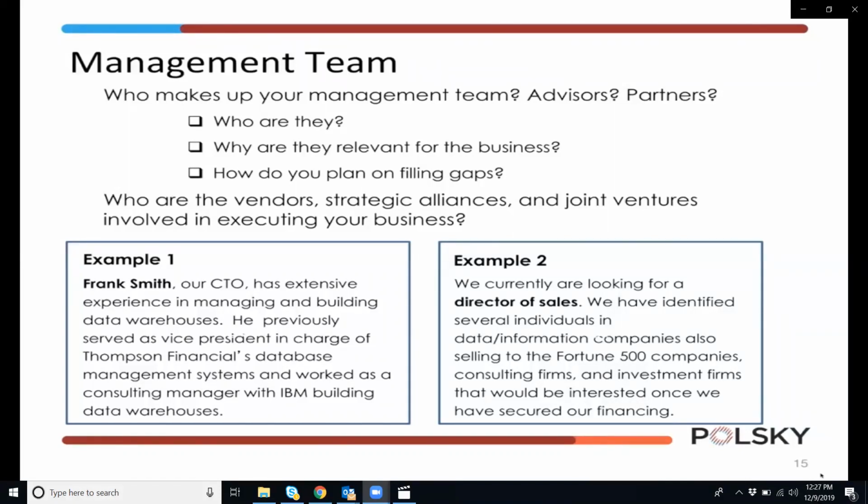Frank Smith, our CTO, has extensive experience in managing and building data warehouses. He previously served as vice president in charge of Thomson Financial's database management systems and worked as a consulting manager with IBM building data warehouses. It's not his entire resume. It's two elements of his career that are directly related to data and data architectures. And it names the companies because the companies themselves are credibility builders.